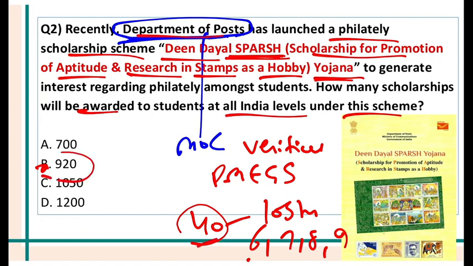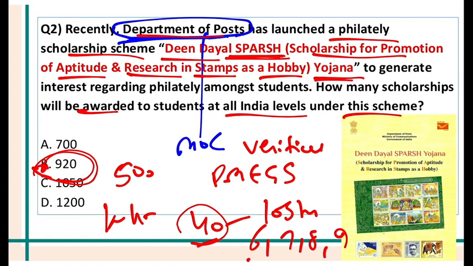And at the national level, 920 scholarships will be provided at the all India level to those who are pursuing philately as a hobby. So what will happen in this scholarship? They will get 500 rupees per month or 6,000 rupees per annum. This money will be payable on a quarterly basis, so they will get 1,500 rupees per quarter or 6,000 rupees per year.